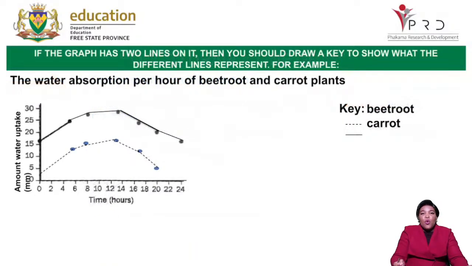Then, if you are drawing 2 line graphs on the same set of axes, obviously you are going to have a key.